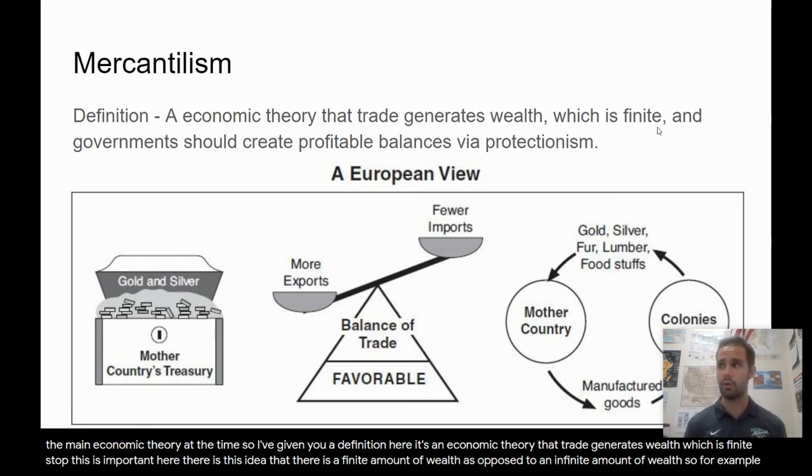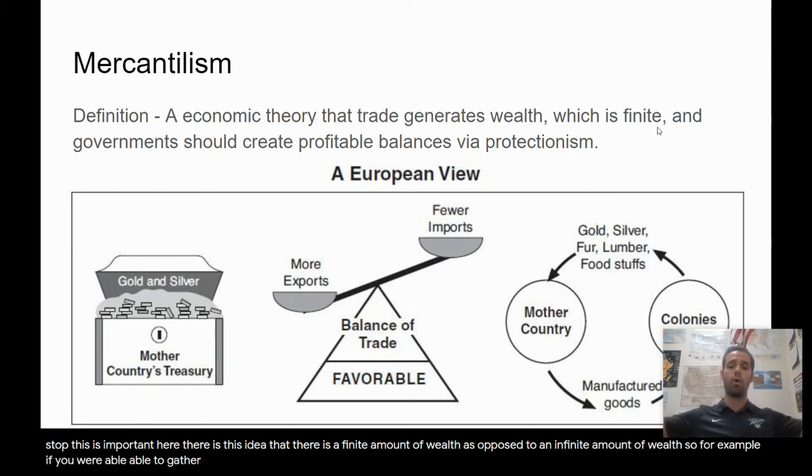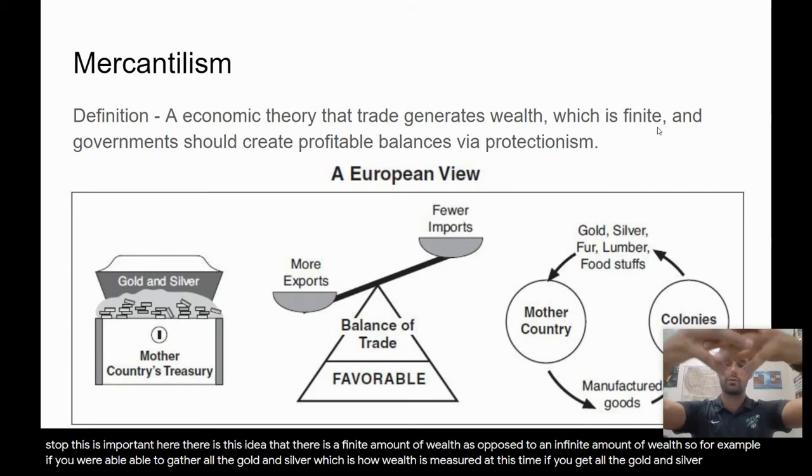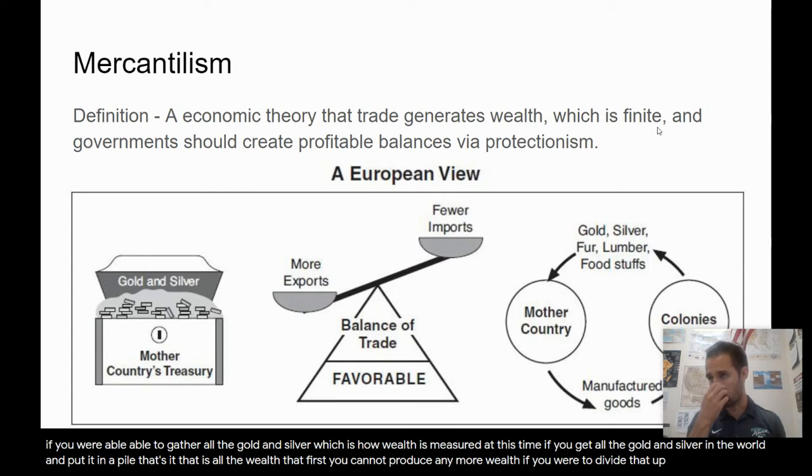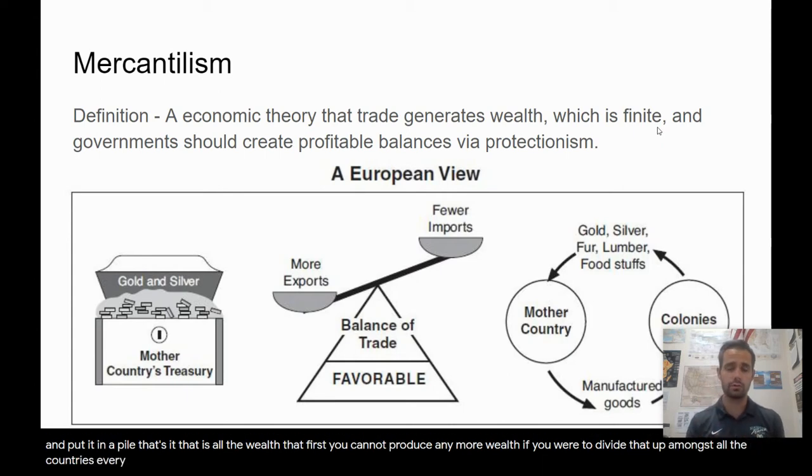So, for example, if you were able to gather all the gold and silver, which is how wealth is measured at this time, if you get all the gold and silver in the world and put it in a pile, that's it. That is all the wealth that exists. You cannot produce any more wealth. If you were to divide that up amongst all of the countries, every country would get a little bit of gold and a little bit of silver.